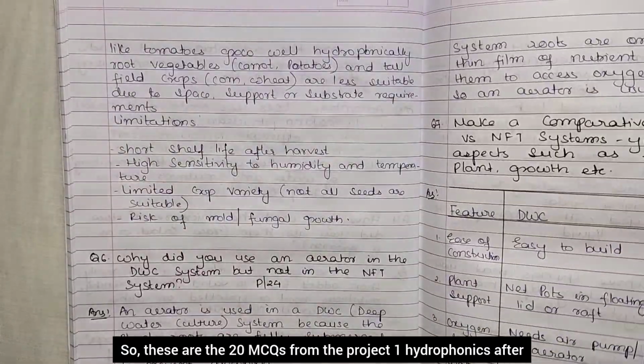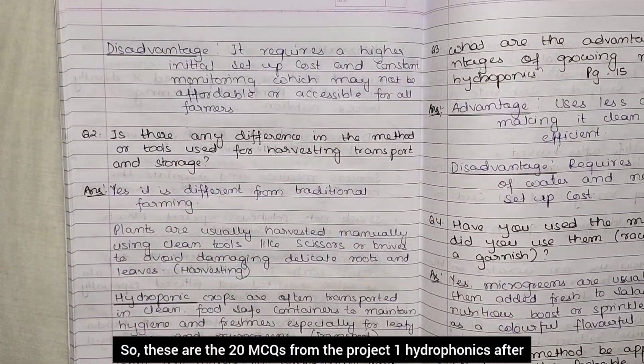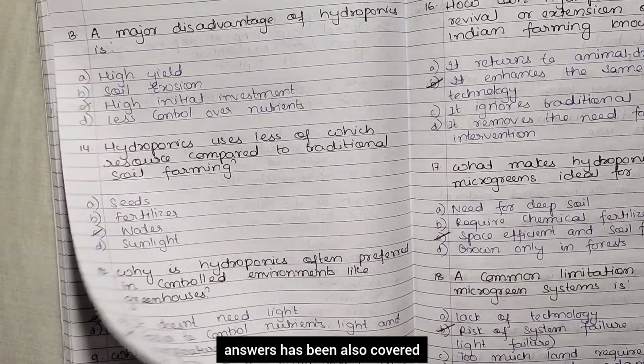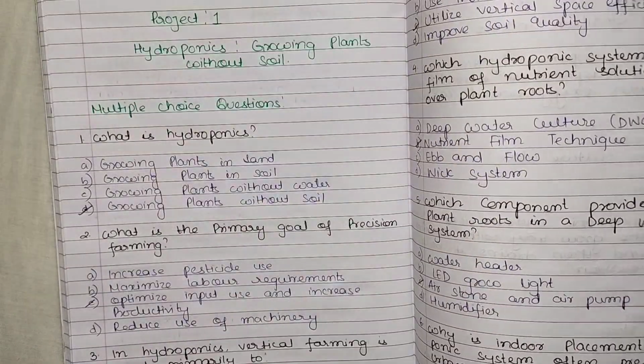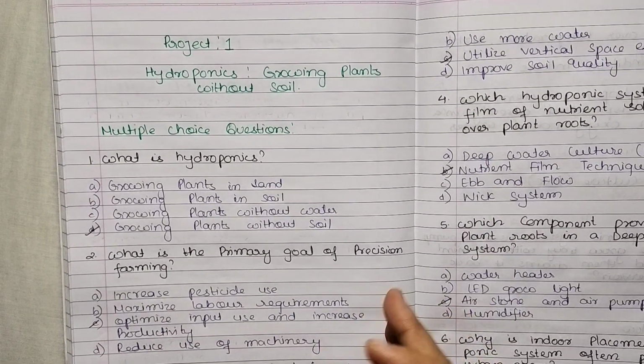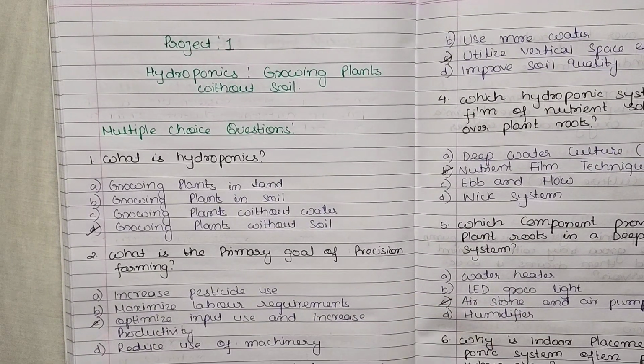So these are the 20 MCQs from Project 1, hydroponics. After that, the observation question answers have also been covered, and the textual question answers also. So if you find this project interesting, just go through it and just go through these question answers also. This is helpful also.